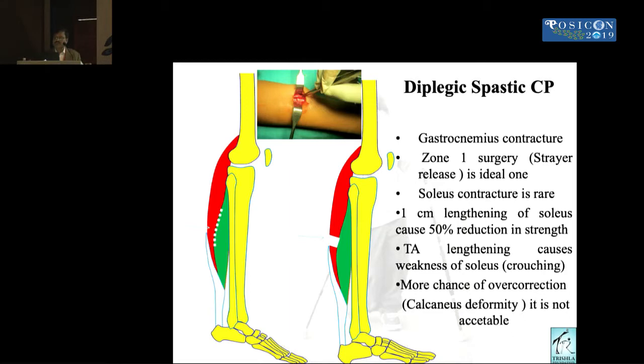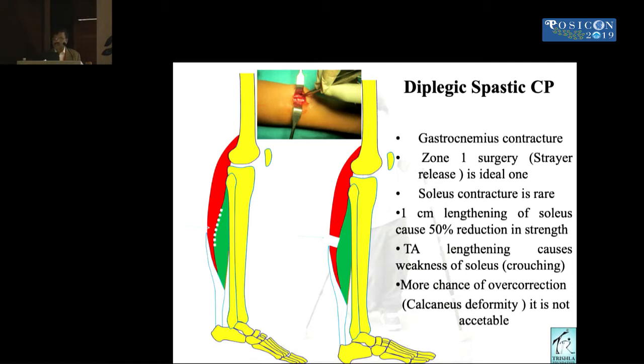In diplegic spastic cerebral palsy, usually gastrocnemius contracture is there, but we have to be careful. Massive surgery on the gastrocnemius can lead to crouching in these children, and even weakness of the gastrocnemius can occur. In this, zone 1 surgery, Strayer release, is the ideal one. Soleus contracture is very, very rare. As you know, 1 centimeter of lengthening of the soleus causes a 50% reduction in strength. So TAL lengthening causes weakness of the soleus, which means crouching, and there are more chances of overcorrection, that is, calcaneal deformity. It is not acceptable.